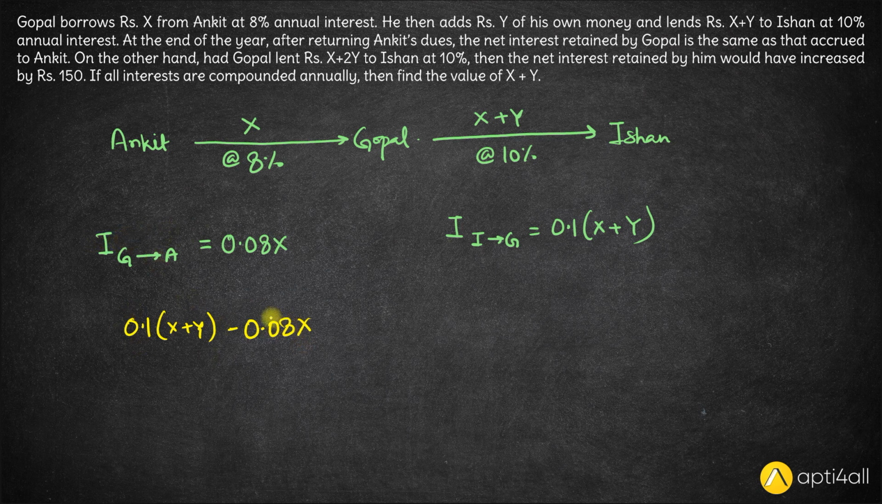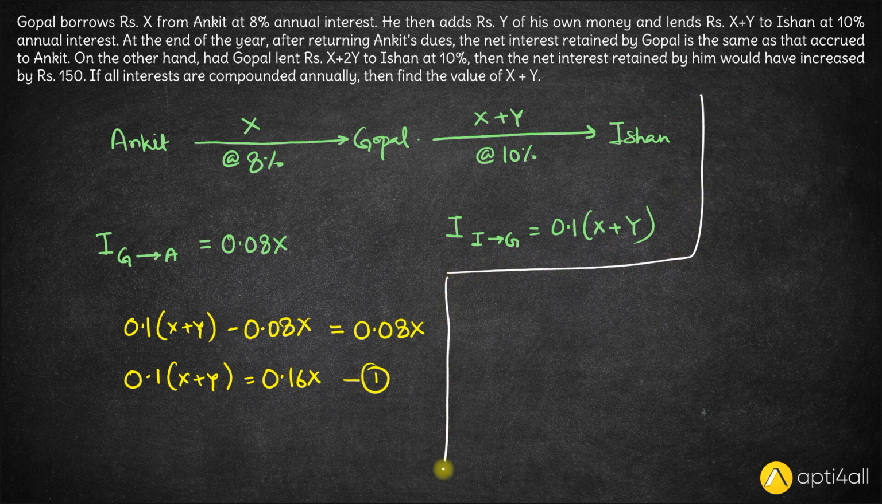So this is what Gopal will be left with, and this is equal to same as the interest that is given to Ankit, right? So from here we have 0.1 times of X plus Y is equal to 0.08X becomes positive, so 0.16X, right? Fine. So let's call this the first equation. Now there's something else also given ahead. Let's see what it is.